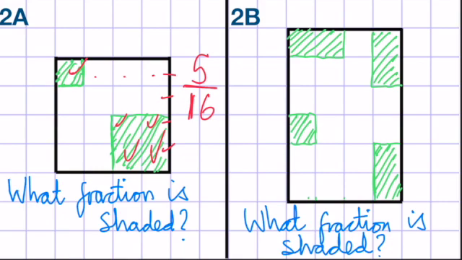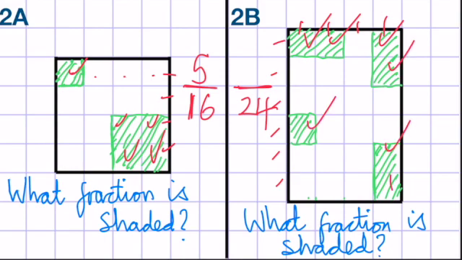Let's see how many equal parts there are for 2B. 1, 2, 3, 4 in a row and there are 1, 2, 3, 4, 5, 6. So 6 times 4 is 24. How many shaded? 1, 2, 3, 4, 5, 6, 7. 7 24ths. That cannot be simplified any further as the highest common factor of 7 and 24 is 1.